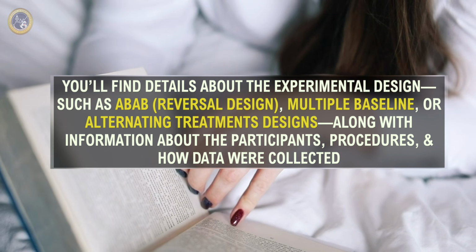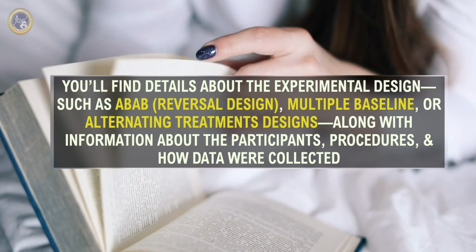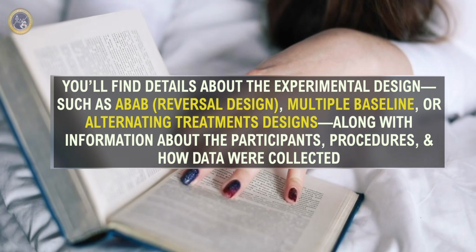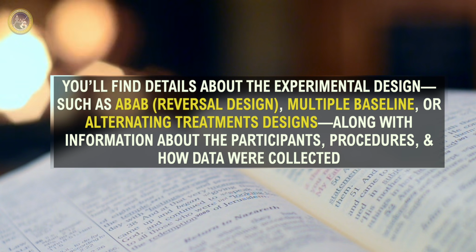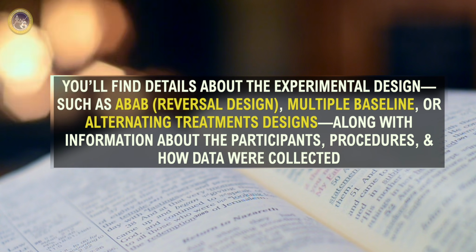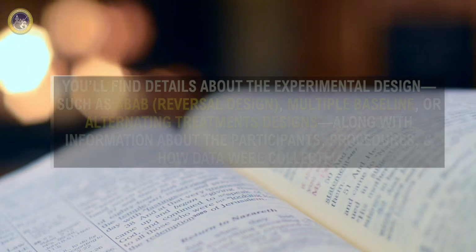The methods section is crucial. You'll find details about the experimental design, such as ABAB reversal design, multiple baseline, or alternating treatments designs, along with information about the participants, procedures, and how the data were collected. For example, in an alternating treatments design study comparing two reinforcement strategies, for example, praise versus tokens reinforcement, this section would explain how and when each strategy was applied.